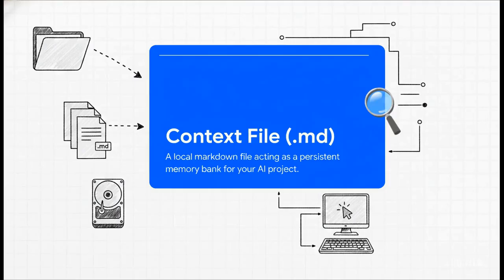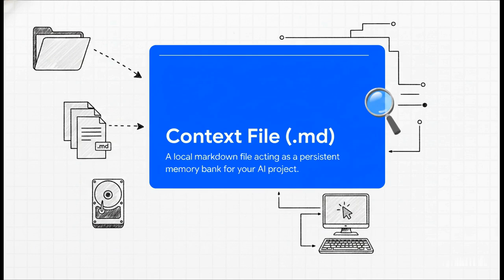The absolute secret sauce that makes all of this work is something called a context file. Usually, this is just a really simple markdown file sitting right there on your hard drive. Think of it as a persistent memory bank for your AI. So instead of starting from scratch every single time you open a chat, the AI reads this local file, instantly analyzes your whole project folder, and picks up exactly where you left off yesterday. No more re-explaining the context over and over again.